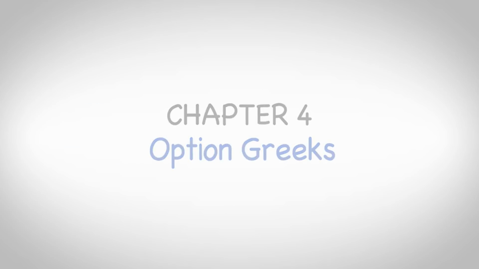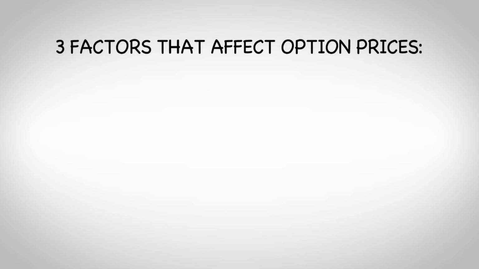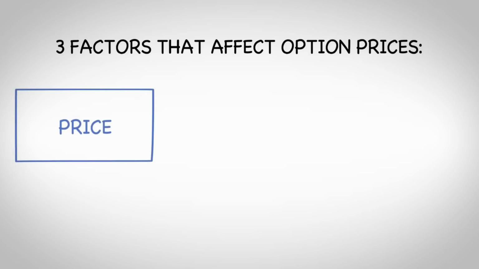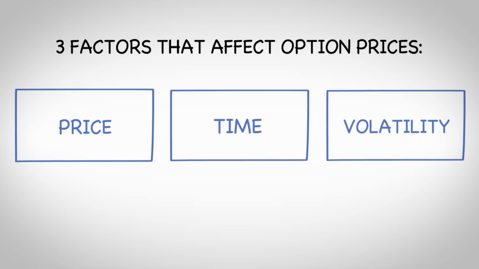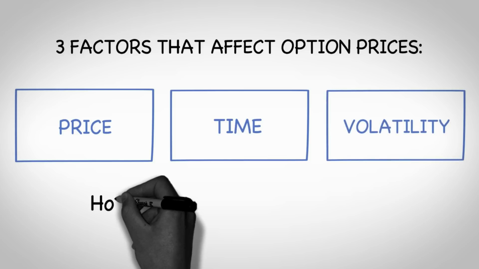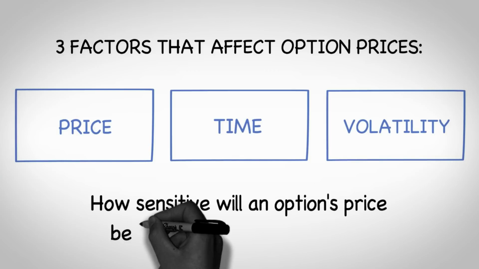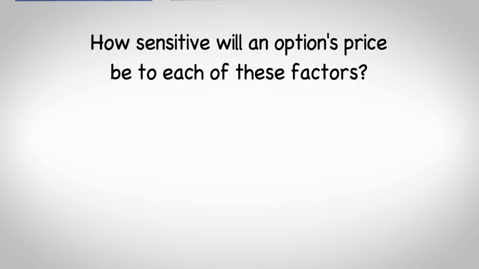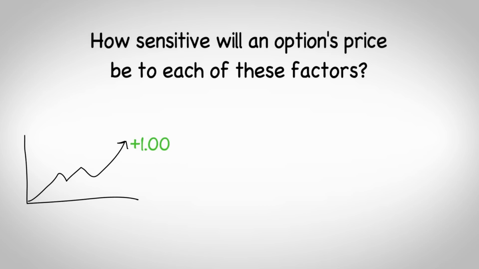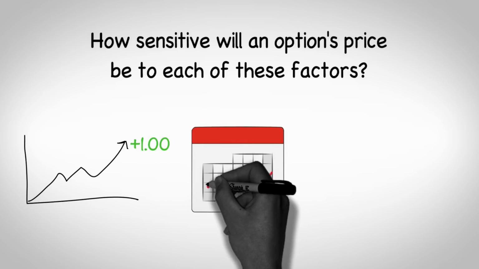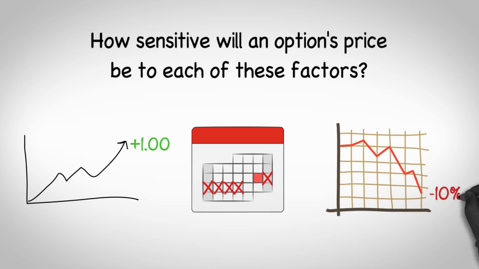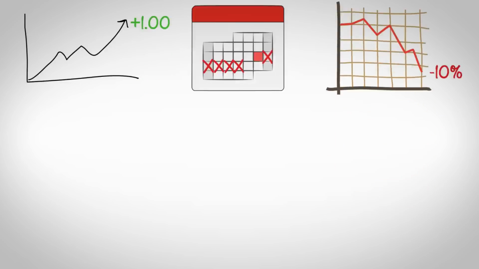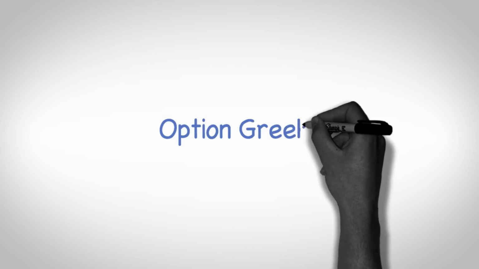You learned that option prices are affected by three factors on a daily basis: underlying stock price, time to expiration, and the implied volatility of the underlying stock. But here's the question: how sensitive will an option's price be to each of these factors? If the stock goes up by 1 point, how much will you make on that call option that you own? If 5 days pass, how much money will you lose to time decay? If volatility drops by 10%, how much will the option's price change? All of these questions can be answered by what we call option Greeks.